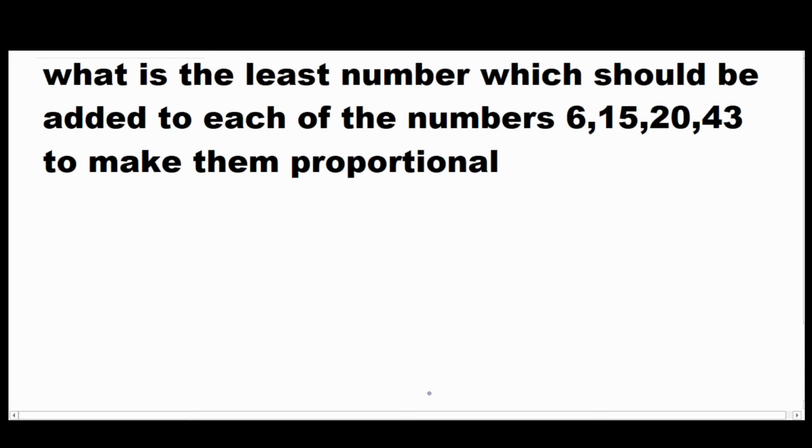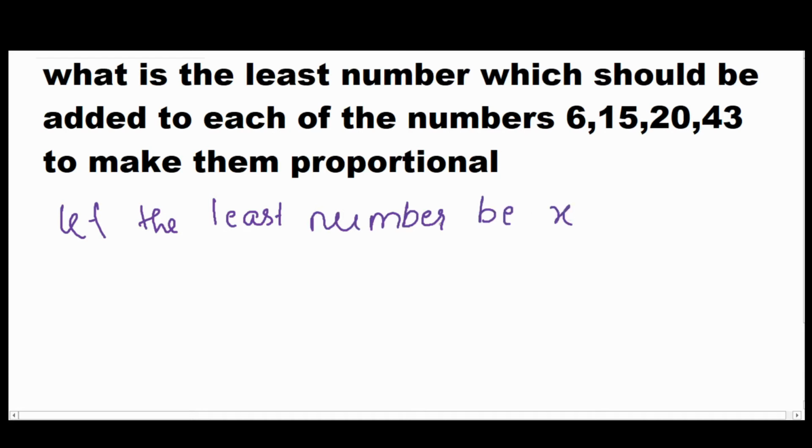Let's go for the third problem. What is the least number which should be added to each of the numbers 6, 15, 20, 43 to make them proportion? Now these numbers are not in proportion. To make them proportion, I need to add some number, the least number. So let that least number be x. If I add this number, these numbers will be in proportion.